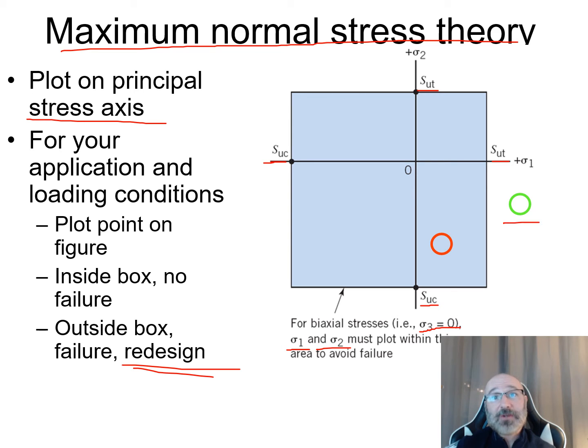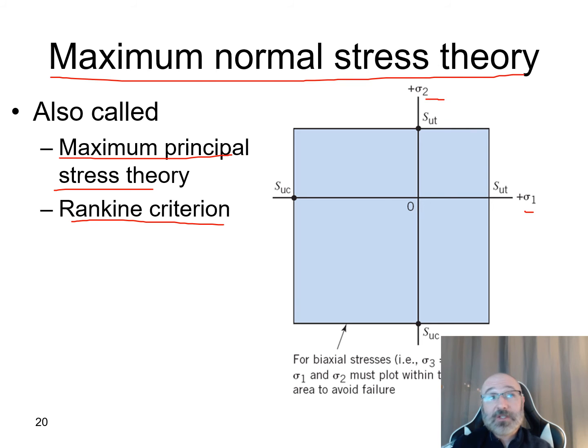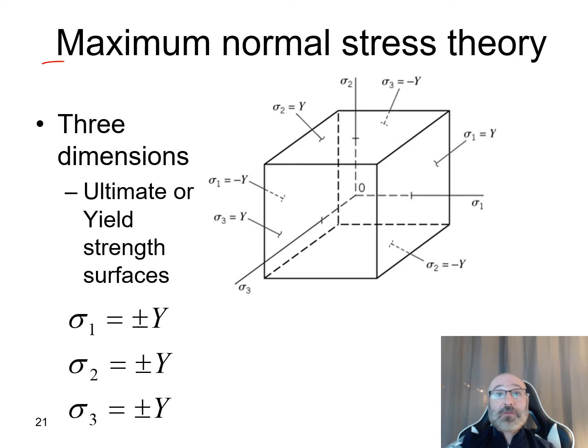If we're outside this box, it's a way that we can quickly see there's probably going to be a failure, so we need to go back and do a redesign. The maximum normal stress theory is also referred to as the maximum principal stress theory, which makes sense from what we're looking at in our graph. It's also referred to as the Rankine criterion. These are two other terms you may hear referring to the maximum normal stress theory we just discussed.